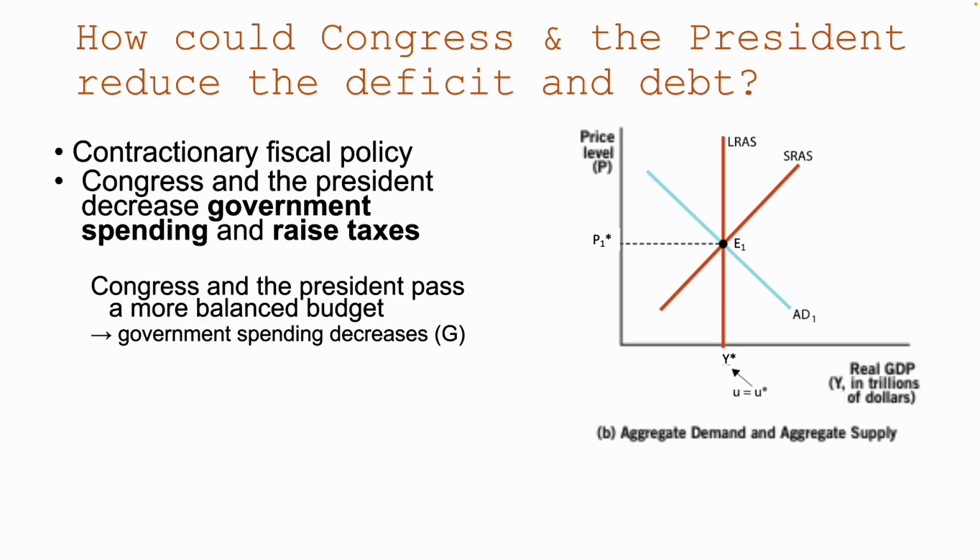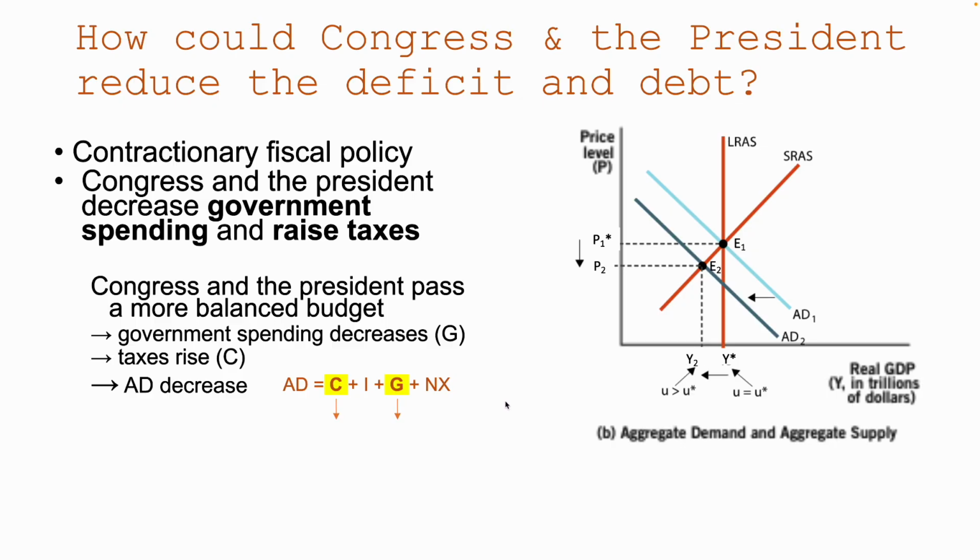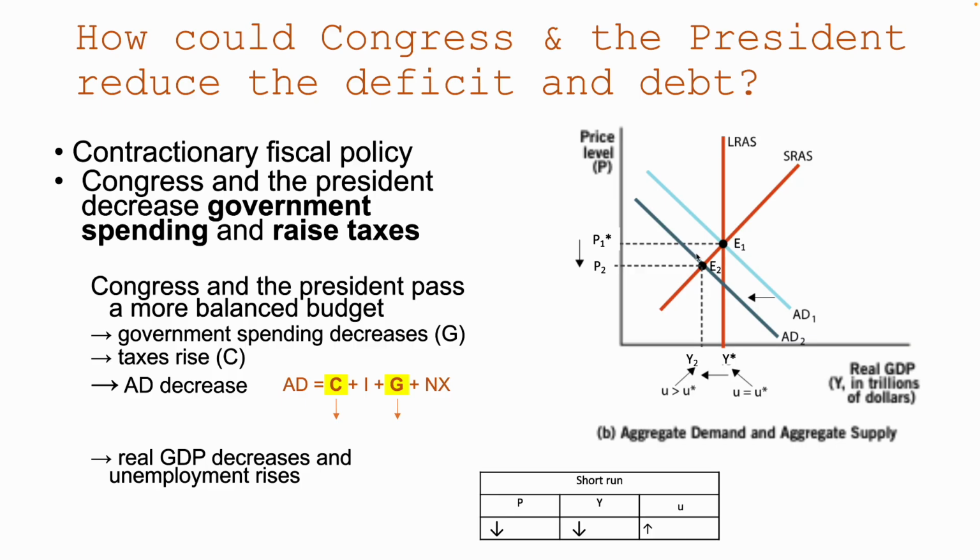That reduced government spending is going to decline the G component of aggregate demand. Raising taxes means that consumers will have less money after they pay those taxes to spend for themselves, so that reduces consumption. And both of these actions together are going to reduce aggregate demand by targeting those consumption and government spending components. And so it's going to shift to the left as well. So in the short run, this decline in government spending and increase in taxes can create some lower prices, lower GDP, and higher unemployment. It can create potentially a bit of recession if they do too much too quickly.